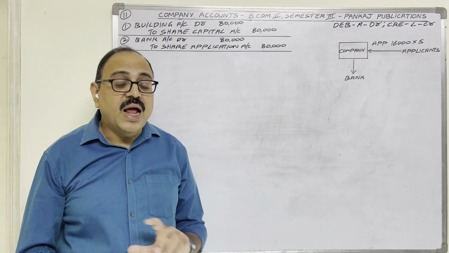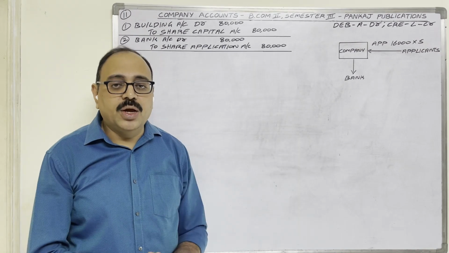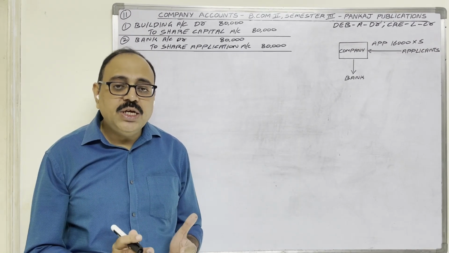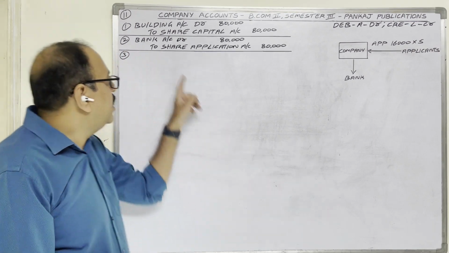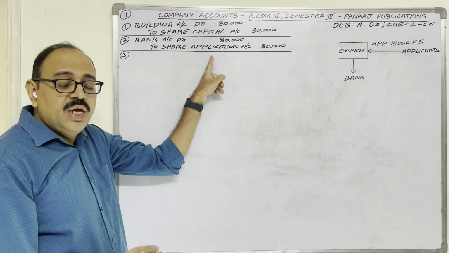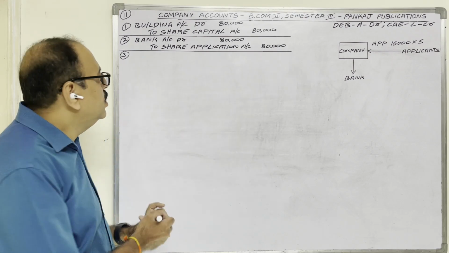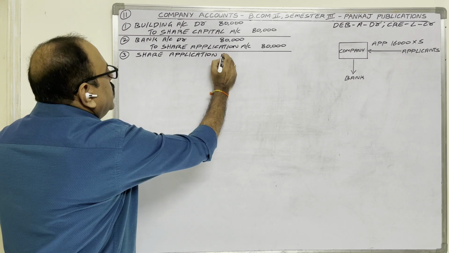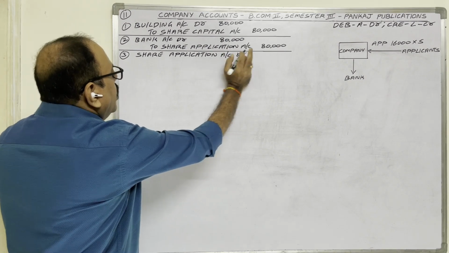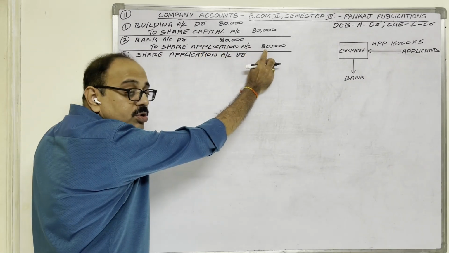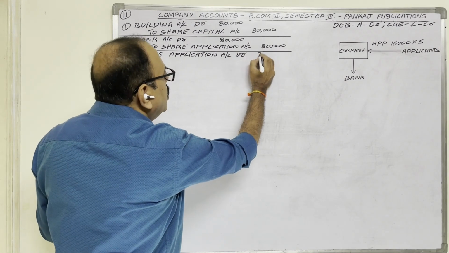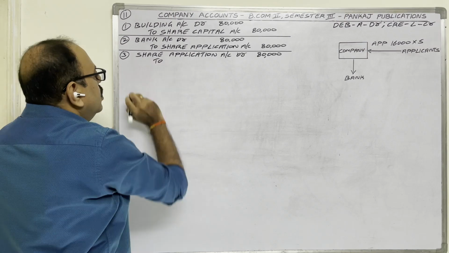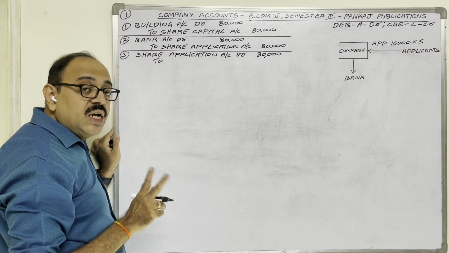Next entry is for transferring application money to capital account. When we transfer application money to capital account, the application account will get closed. By crediting, we have created that account. If you want to close it, you have to debit. Therefore, debit share application account. We have created the application account with 80,000, so we have to close it with the same amount, 80,000, and transfer that 80,000 into share capital.